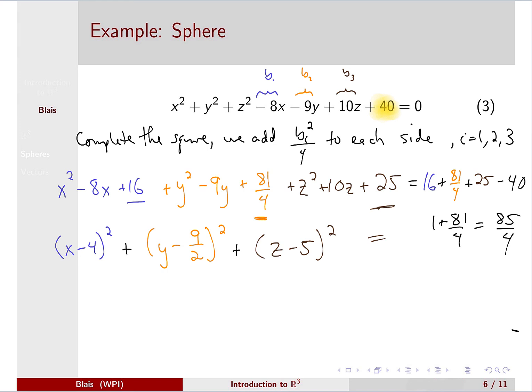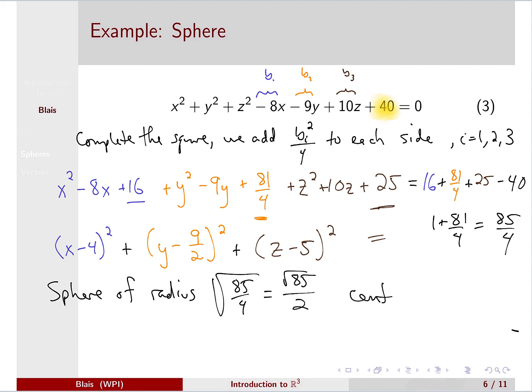And so we now have this equation which identifies as the sphere of radius root 85 over 4, or root 85 divided by 2, centered at the point (4, 9/2, 5).